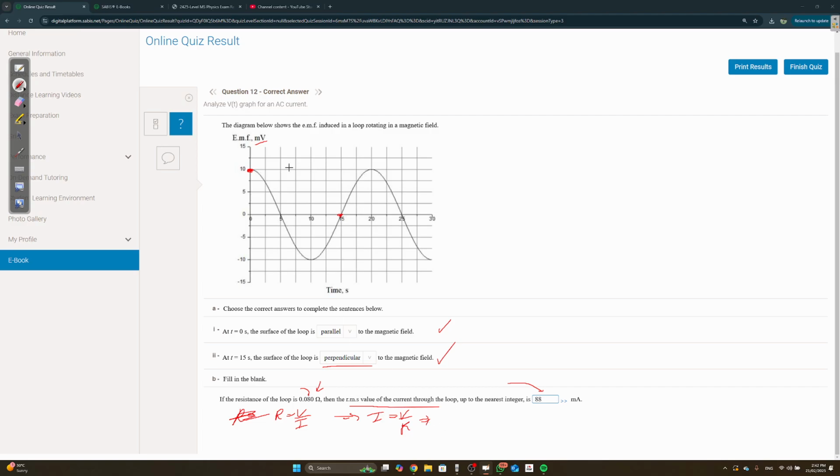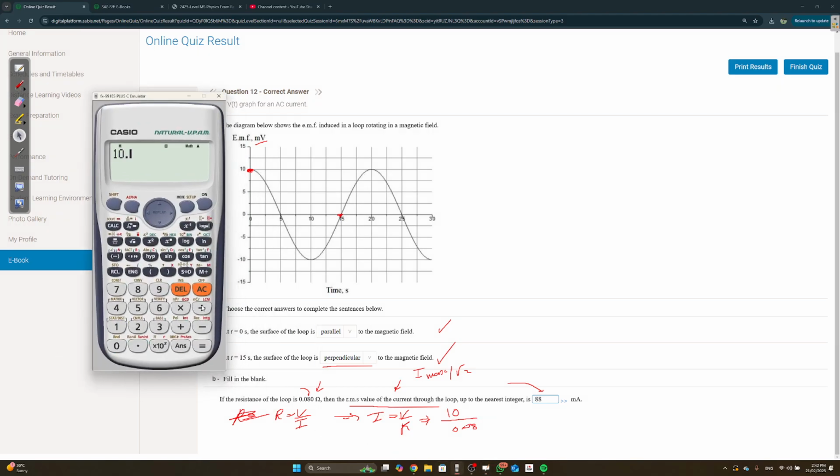To find the value of the RMS current, you need to do I max divided by root 2, right? So let's find I max by doing V divided by R. You take V max, which is 10, divided by the resistance, 0.08. Let's do it. 10 divided by 0.08, you're going to get 125. So I max is equal to 125 milliamperes. This is the maximum value.